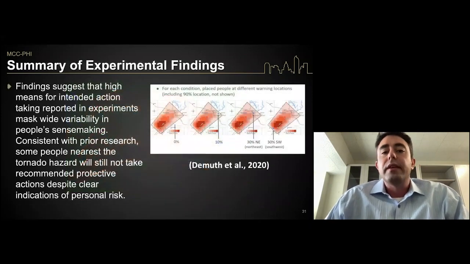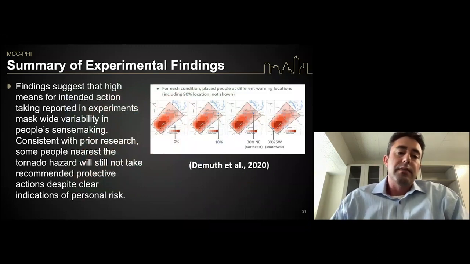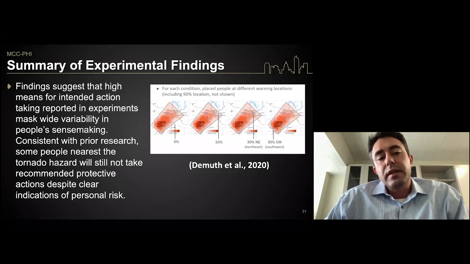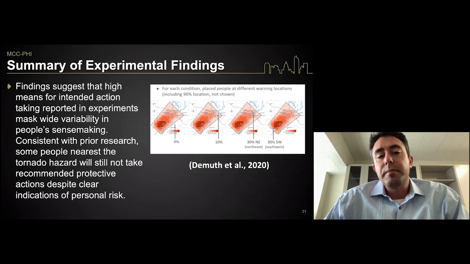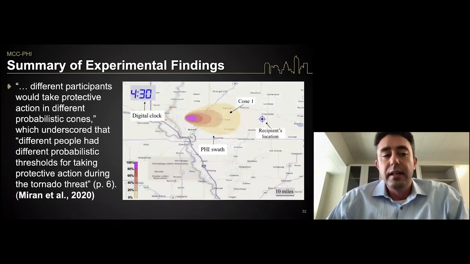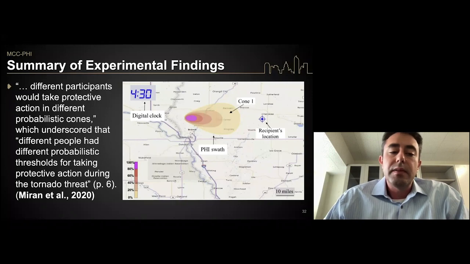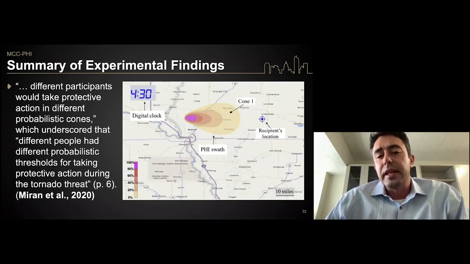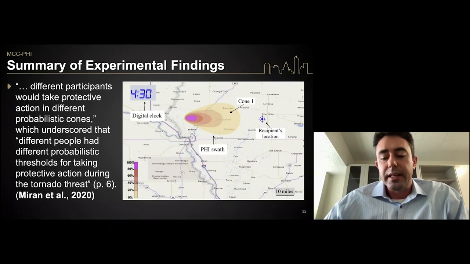Now, these experimental findings are quite valuable, but they also have some limitations. For example, the DeMuth et al. study showed that even though there are high means for intended action taking, the experiments actually masked wide variability in people's sense making. And consistent with prior research, some people nearest the tornado hazard would still not take protective action despite clear indications of personal risk. This was a finding that was mirrored in the Moran et al. study. They found, quote, different participants would take different protective action in different probabilistic cones. And this underscored that, quote, different people had different probabilistic thresholds for taking protective action during the tornado threat. So again, there is not a tight coupling between increased risk perception and action taking.